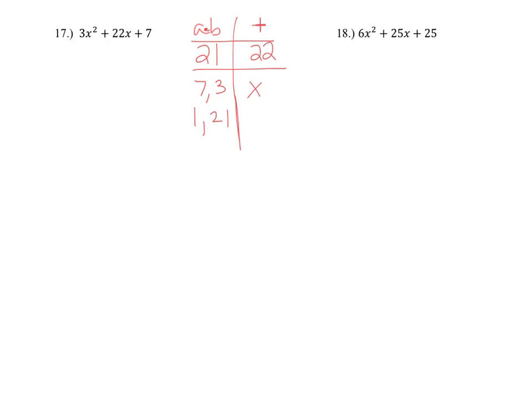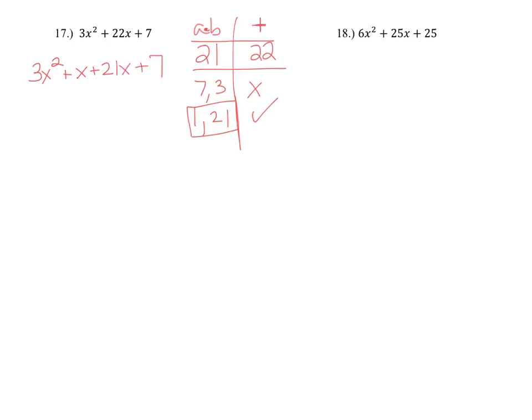1 times 21 is 21, and when you add that, that does give me 22. So those two work. So these are my middle terms, right? And this problem is also pretty great because everything has to be addition. So we're going to start off with 3x squared. My middle terms are positive x, 1x, and positive 21x, plus 7.